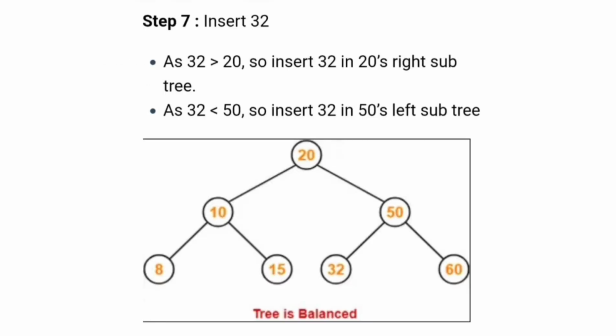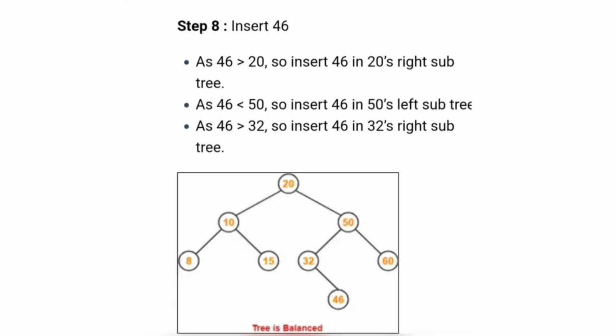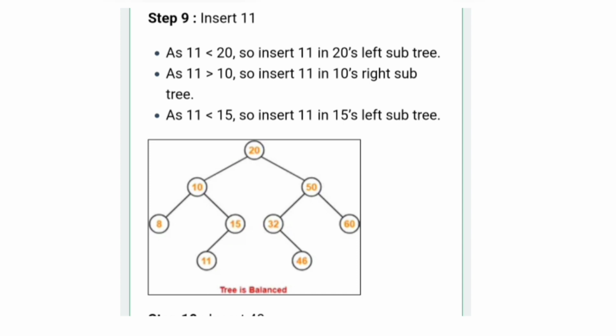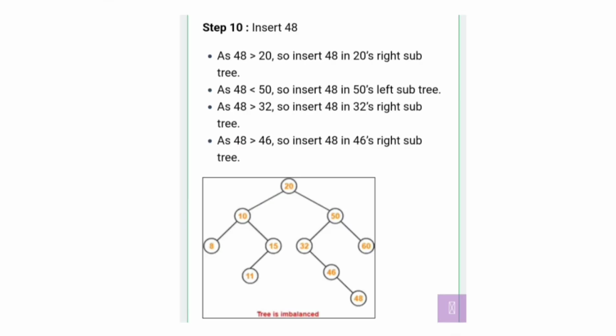Step 7. Insert 32. As 32 is greater than 20, insert 32 in 20's right subtree. As 32 is less than 50, insert 32 in 50's left subtree. The tree is balanced. Step 8. Insert 46. As 46 is greater than 20, insert 46 in 20's right subtree. As 46 is less than 50, insert 46 in 50's left subtree. As 46 is greater than 32, insert 46 in 32's right subtree. The tree is balanced. Insert 11. The tree is balanced.